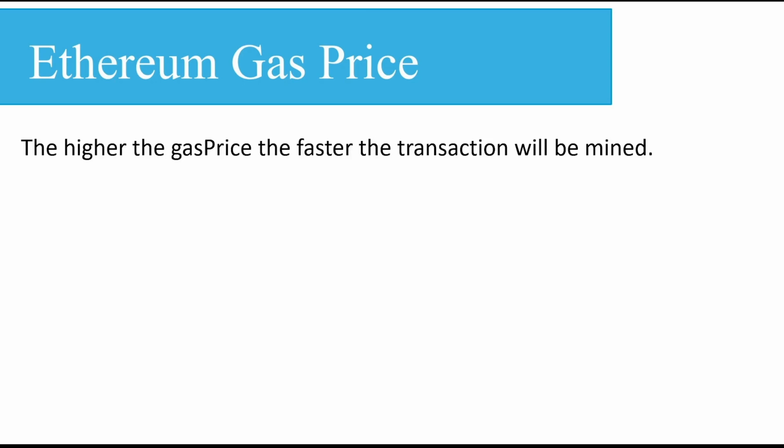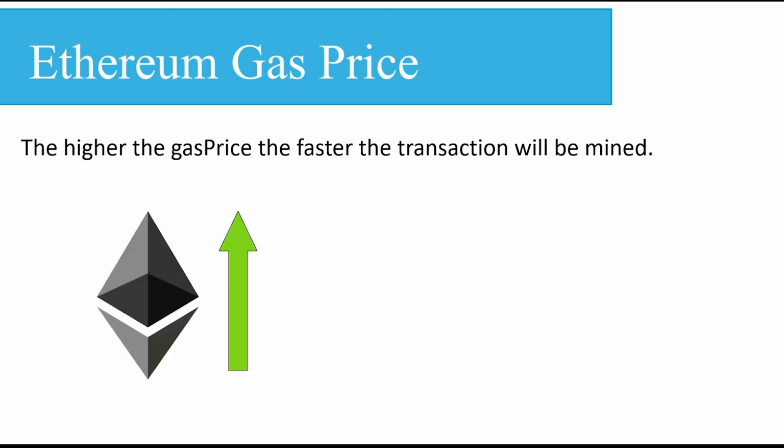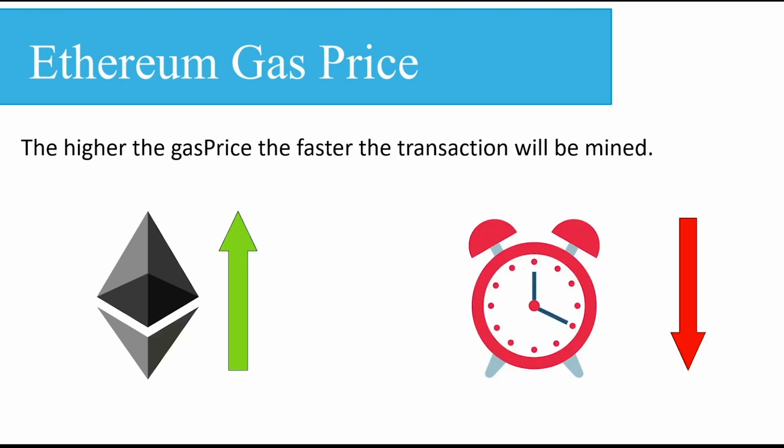So for example, if you are sending, let's say, 10 ether to your friend, and you set the gas price, let's say, to 10 gwei, and if that 10 gwei is too low in that particular situation, then the chances are your friend will never receive those 10 ethers. So that's why we have to set the gas price accordingly. The higher the gas price that you set, the less time it will take for your transaction to get confirmed.